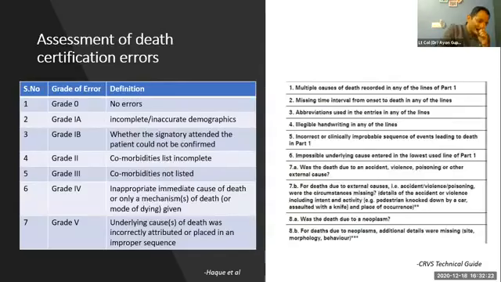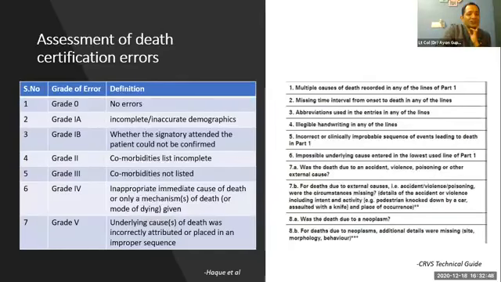And finally, this is a scale which was developed by Huck et al. from Aga Khan University Hospital in Karachi. And they have, in increasing order of severity of the error, assigned some grades, grade 0 to grade 5. And this is what is widely used for assessing the quality of completed death certification in hospitals.